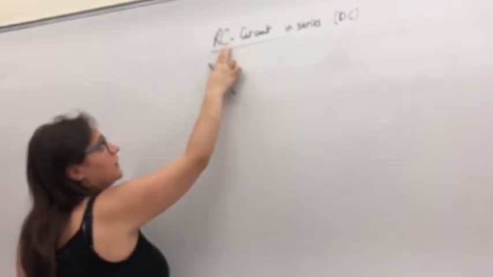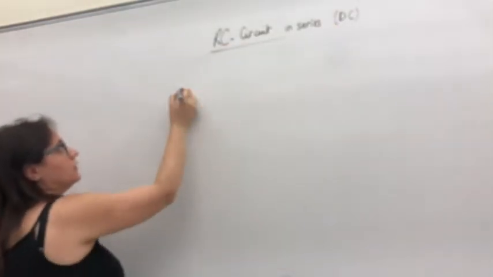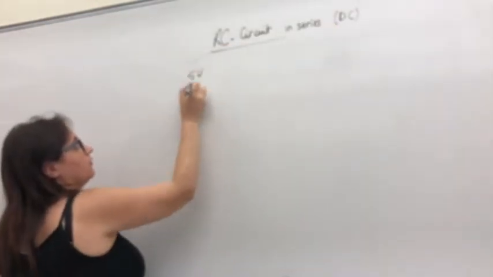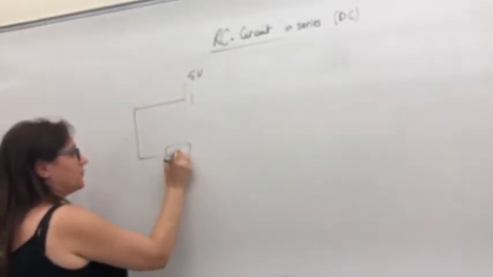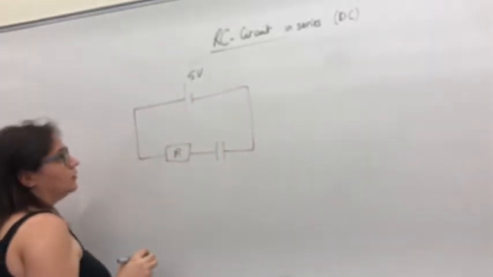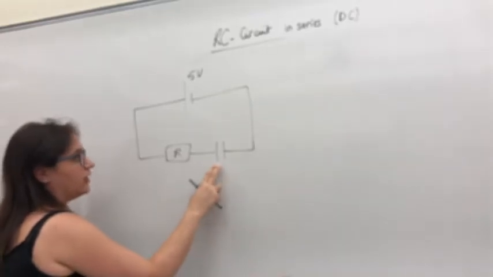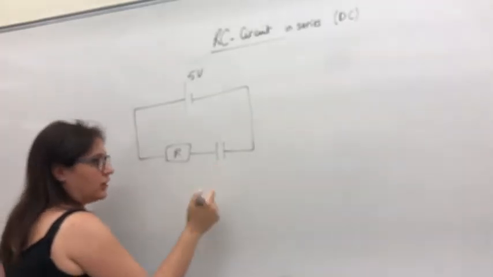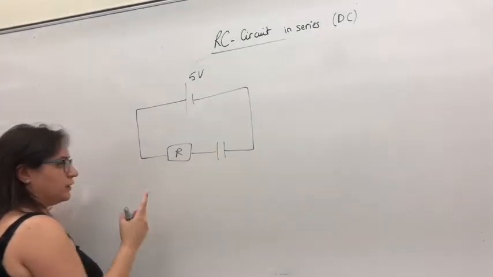Put a resistor and a capacitor in series with a DC power supply. Example: 5 volts, it's a constant, connected to a resistor and a capacitor. Now, the capacitor needs some time to charge and some time to discharge, and this time is called 5 tau. What happens during 1 tau?